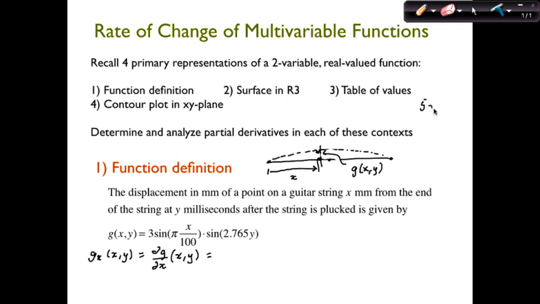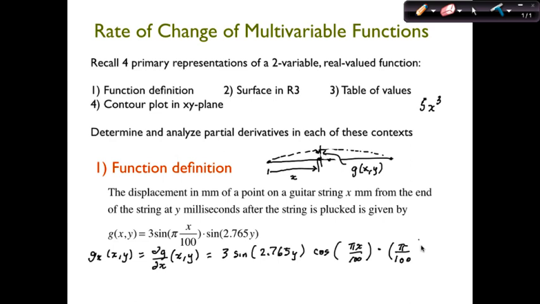The derivative of 5x cubed. Do we take out the 5? It just stays around, right? You just hold on to it. So we're going to have 3 sine of 2.765y. Then we're ready to do the derivative. The derivative of sine is cosine. Are we done? Chain rule, right? Times the derivative of the interior, pi over 100.